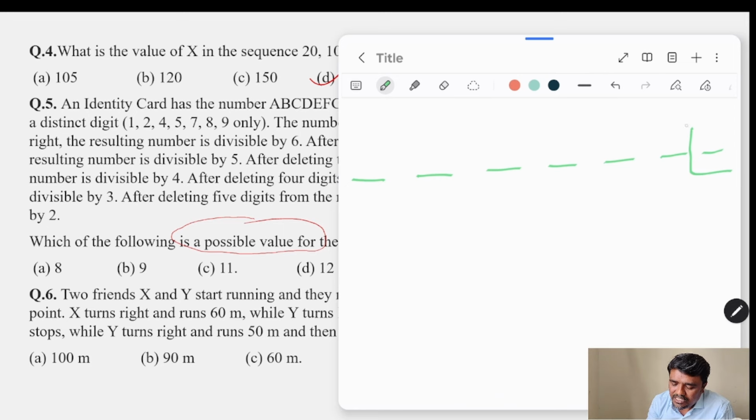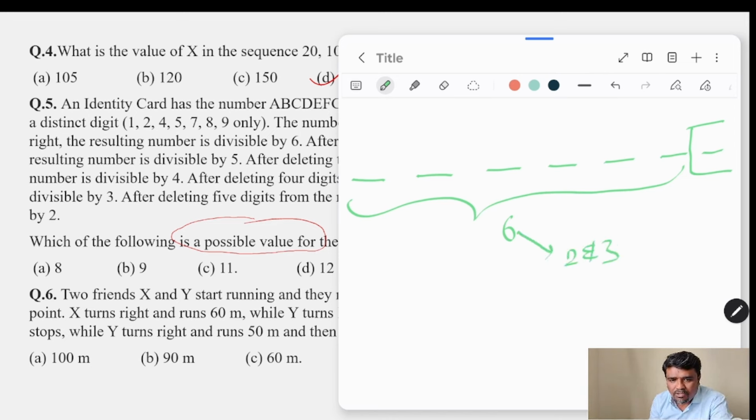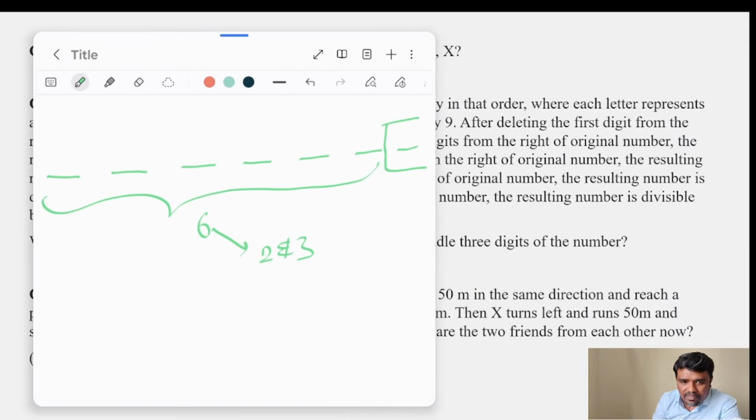But when the last digit is removed, the remaining number is divisible by 6. That is a clue. Divisible by 6 means divisible by 2 and 3, right? That is the divisibility rule of 6. Here one important point you need to understand. This digit, which we don't know, after removing it, the remaining number is also divisible by 3. By 6 of course, but by 3 as well. Here the point is, the deleted digit must be a multiple of 3. Then only it is possible. Otherwise it is not possible. That means this digit must be a multiple of 3.